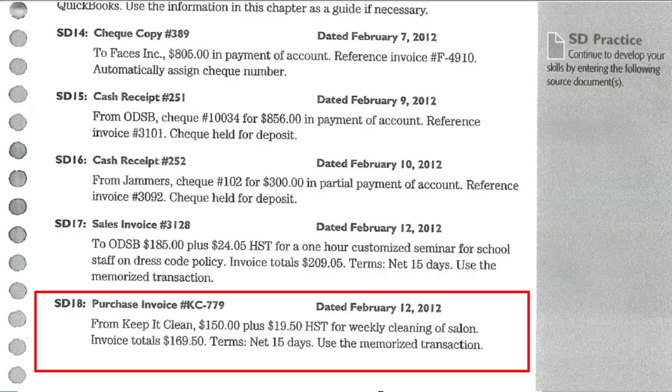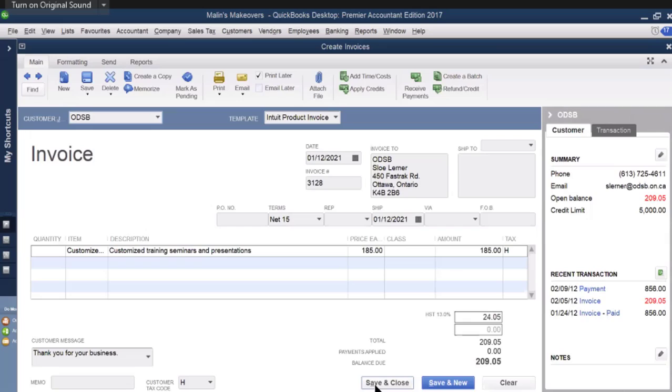SD18, purchase invoice number KC779, dated February 12, 2012. From Keep It Clean, $150 plus $19.50 HST for a weekly cleaning of salon. Invoice totals $169.50. Terms net 15 days. Use the memorized transaction. This one also you are going to use the memorized transaction.